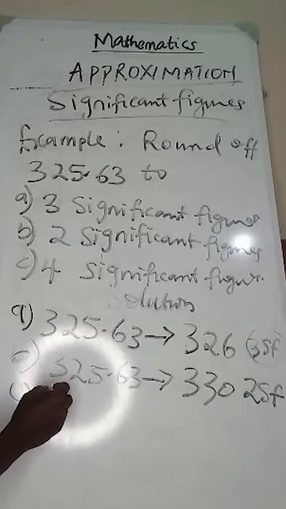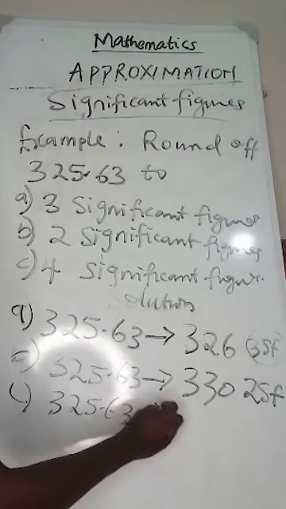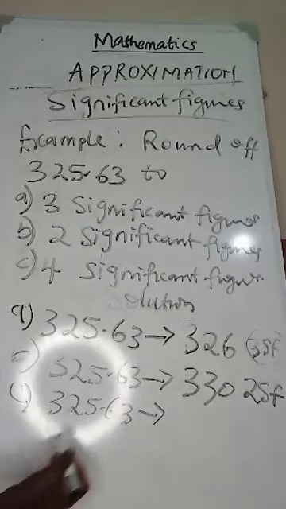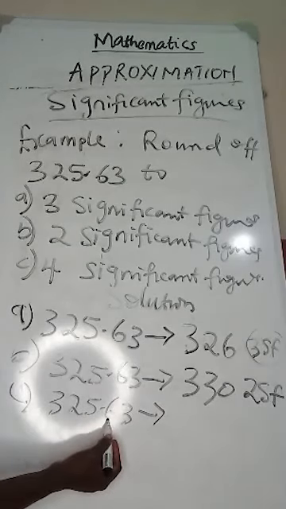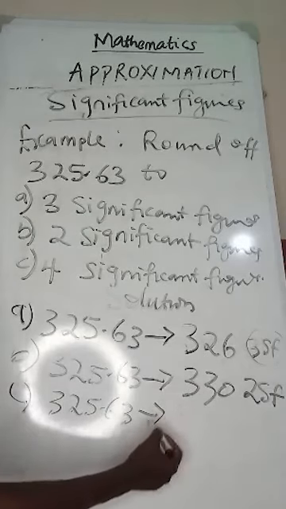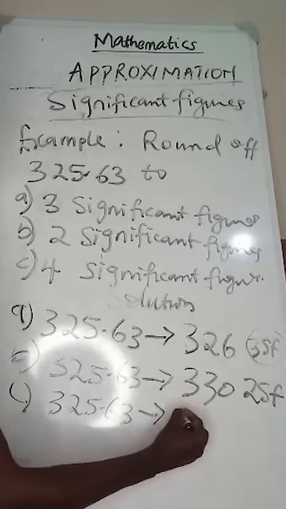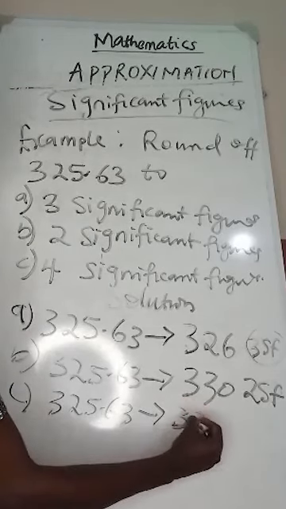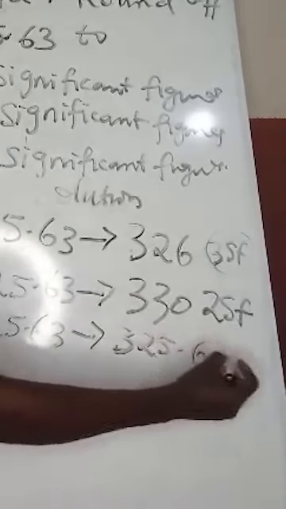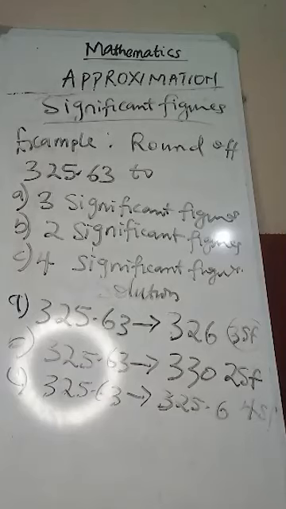Then C, 325.63 to four significant figures. Now we are counting 1, 2, 3, 4. Because this is not up to 5, we count it as 0. Our four significant figures becomes 325.6. That is 4SF, four significant figures.